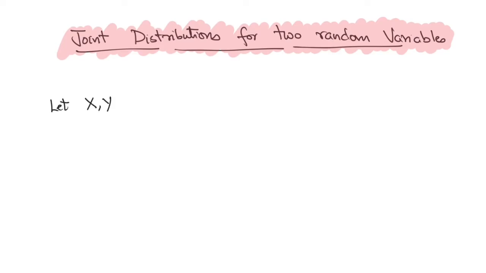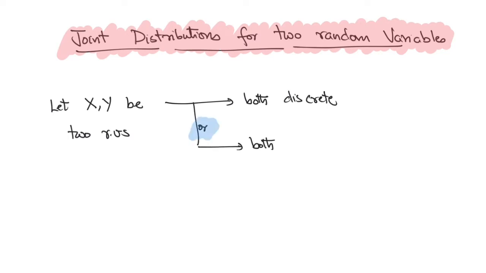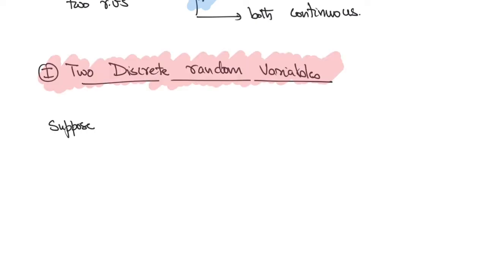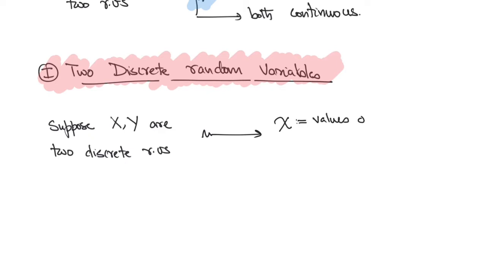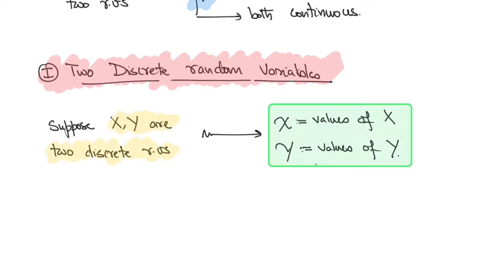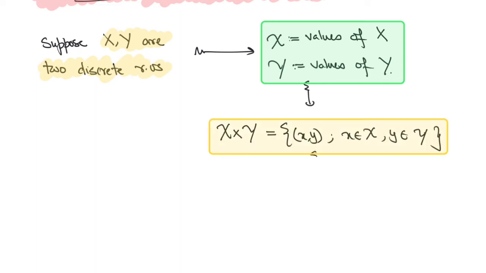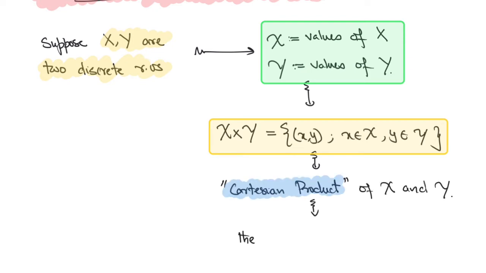In this setting, if x and y are two random variables, we would require that both x and y are discrete or both x and y are continuous. Let's work with the setting where we are working with two discrete random variables. Suppose x and y are two discrete random variables, then we know that script X is going to be the values of x and script Y would be the values of y. Then the Cartesian product X cross Y, which is the set of all pairs (x, y), where x belongs to script X and y belongs to script Y, is going to be our joint sample space for the pair of random variables (x, y).